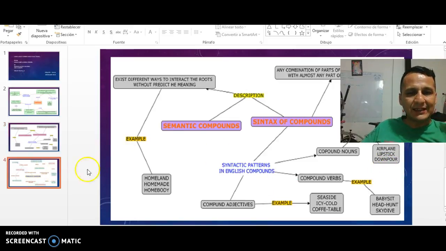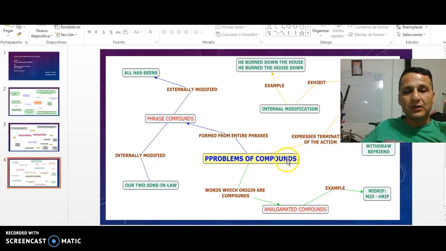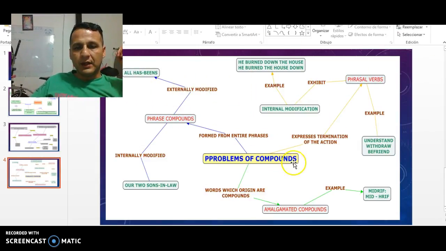And the last slide is about the problems of compounds. I have three problems. The first problem is phrase compounds, which are formed from entire phrases, and this problem has two kinds: externally modified, for example, all has beens, and the other kind is internally modified, for example, sons-in-law.